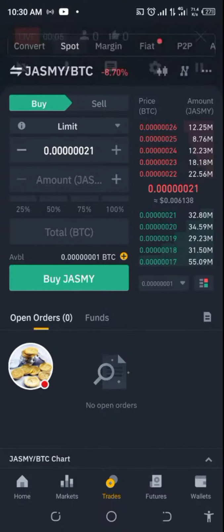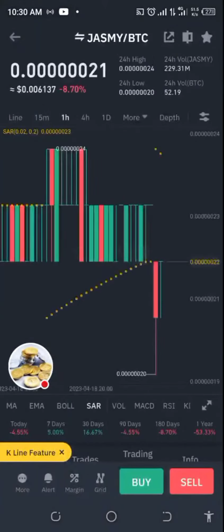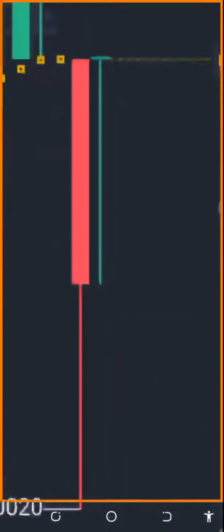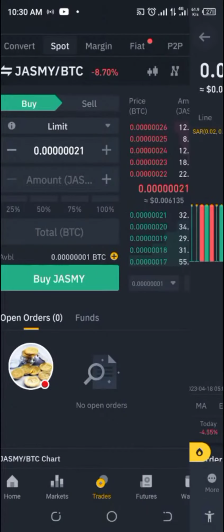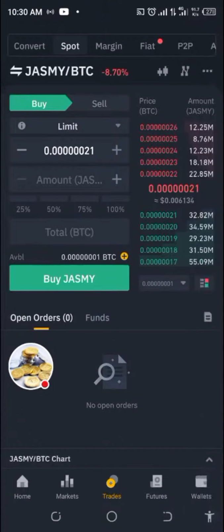So now I can see that we've already bought JASMY with BTC. And let me show you what happened. There was a massive dump. I don't know what happened, but I just know that it dumped. As you can see here, it went all the way from 0.000023 to 21. That is massive. So now, as you can see, we have already got it sold.